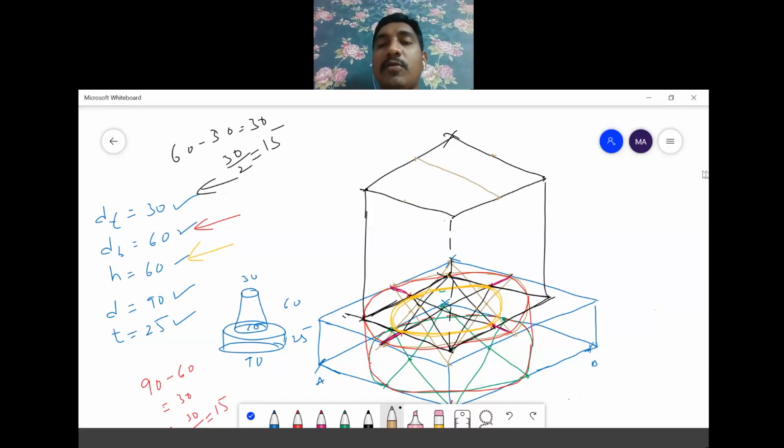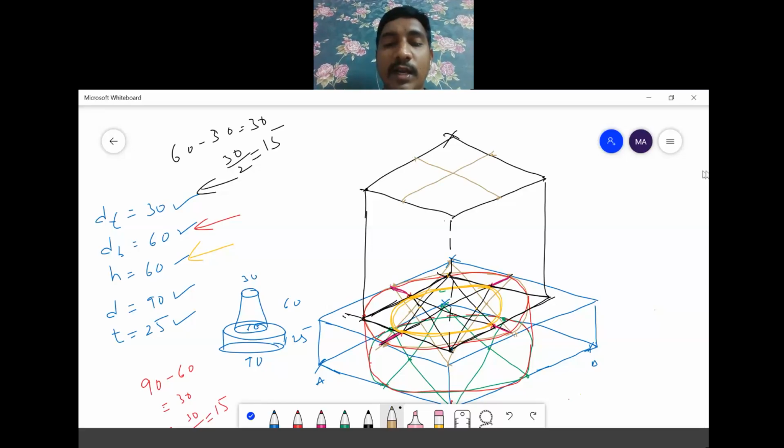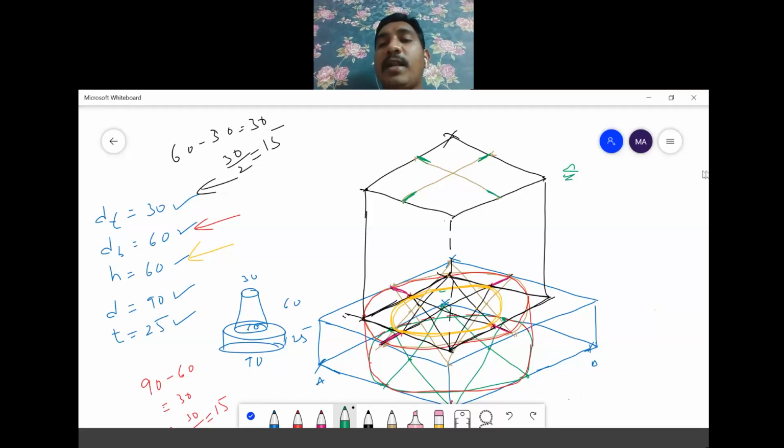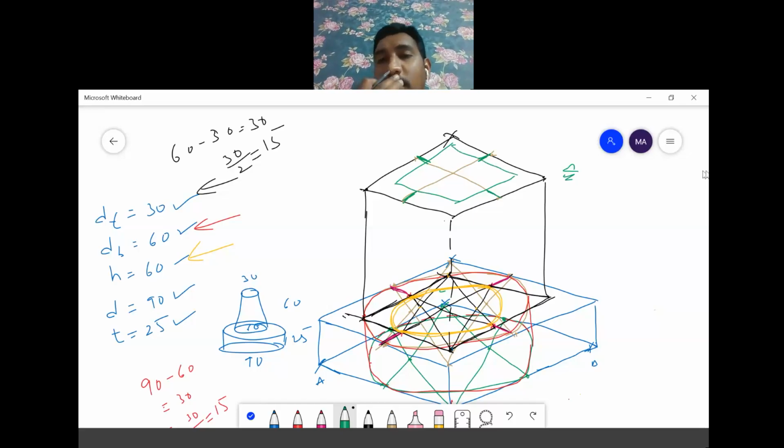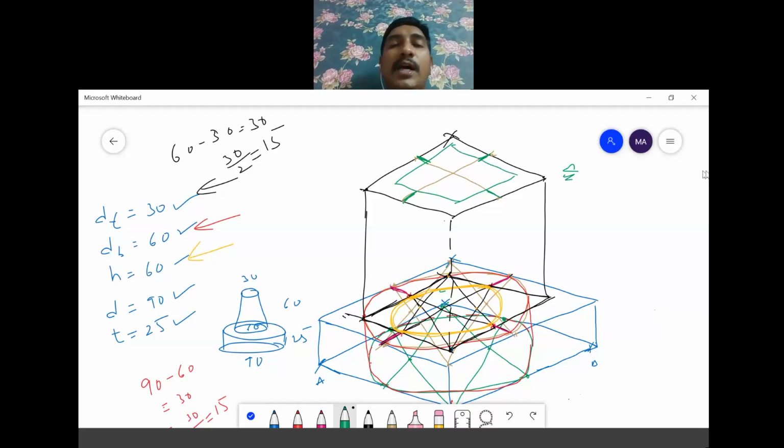Here also I'm drawing the line to this midpoint, and I am reducing 15 mm. I'm reducing 15 mm this side, 15 mm this side, 15 mm this side, and 15 mm this side. And I am drawing parallel lines to all the sides by reducing 15 mm. I will form a square with a 30 mm diameter.